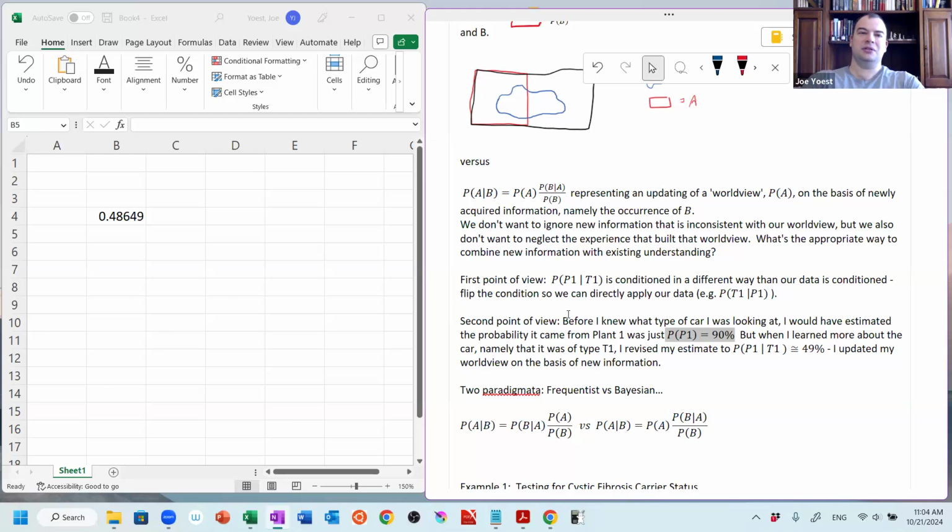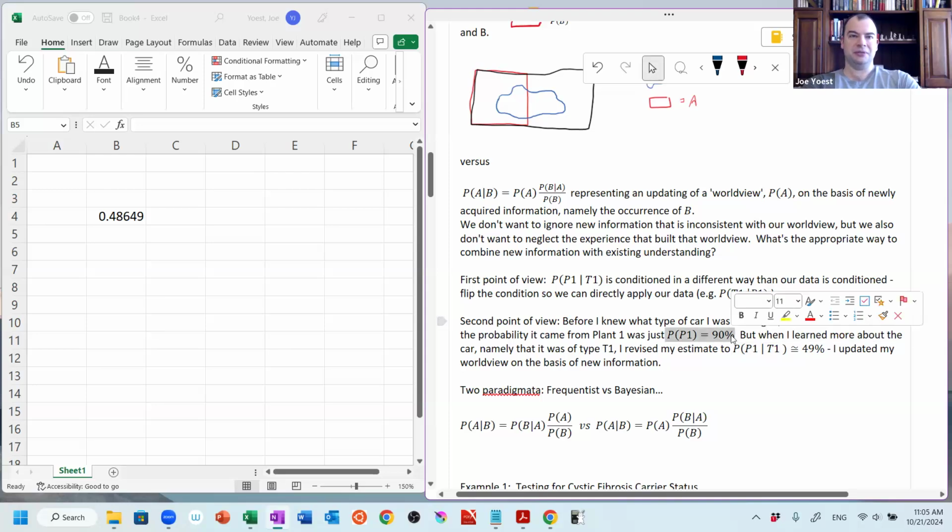But then the salesman wants to sell the car, so he pulls the cover off and I see, oh, it's a Ford F-150. I now have a new piece of information. I now know that it's of type 1. What is my updated estimate, based on this new piece of information, that the car is from plant 1? It used to be 90% when I didn't have that information. But now I know that the car is of type 1. I got a new piece of information that came into the fold. How do I incorporate that?